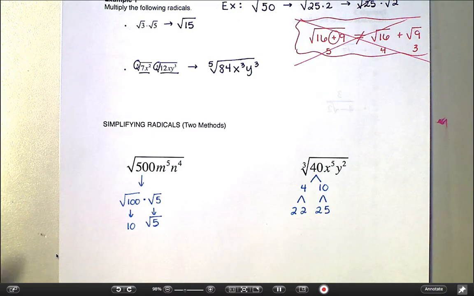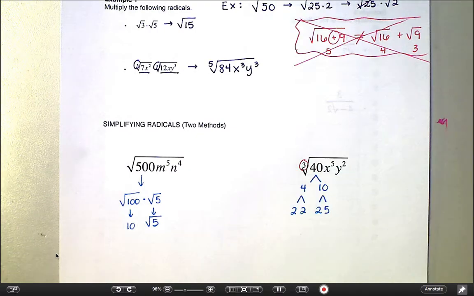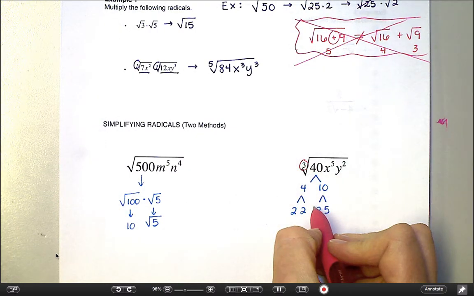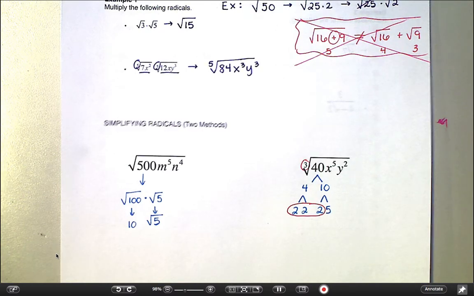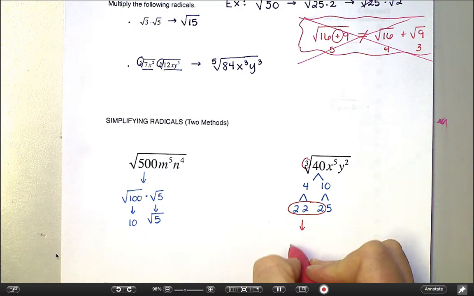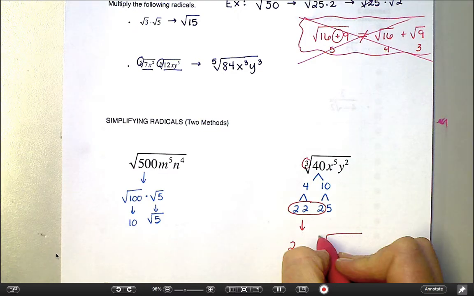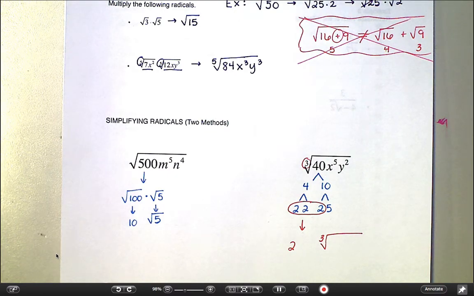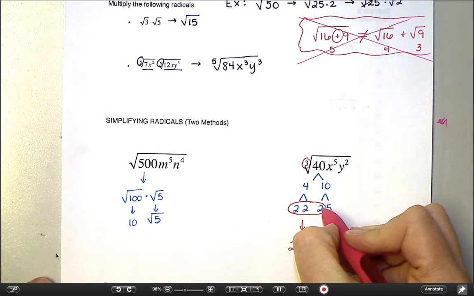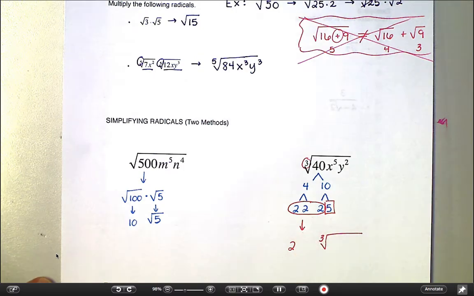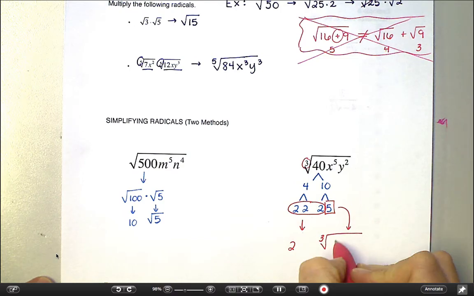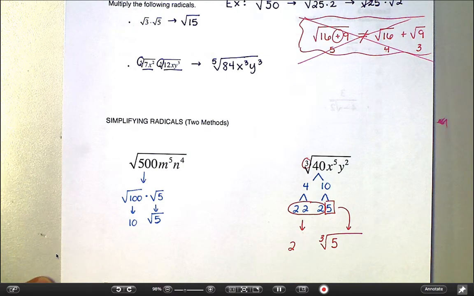Because this is a cube root, I am now looking for a group of 3 of the same number. So see here that I have 3 2's. That's going to allow me to put 1 2 on the outside of the radical. So I'm going to have my cube root still standing over here. And then I've got this lonely 5 here that didn't quite make it into a group of 3 of anything. That guy is going to go back down inside here. Okay, so this was me pulling out.